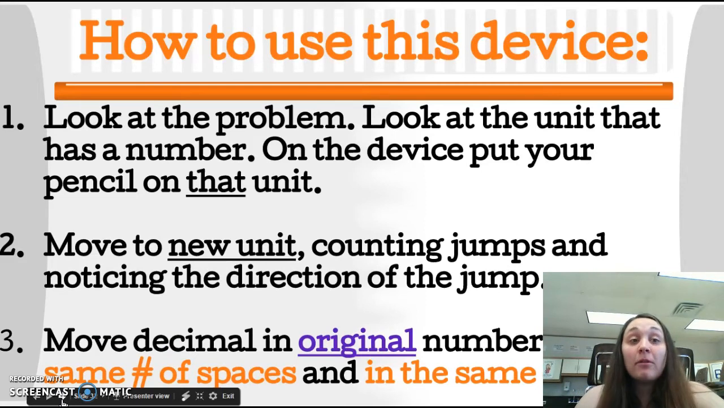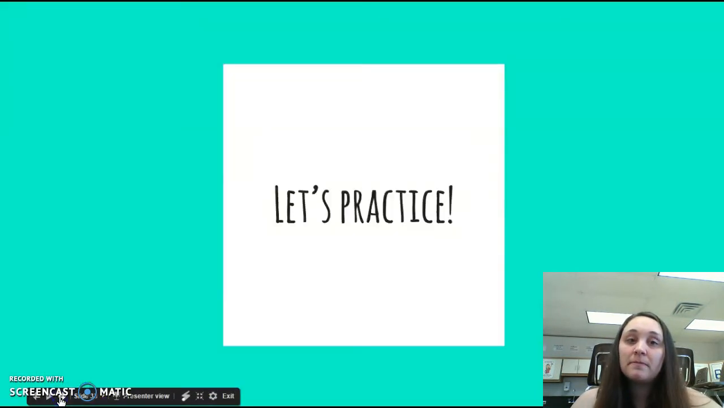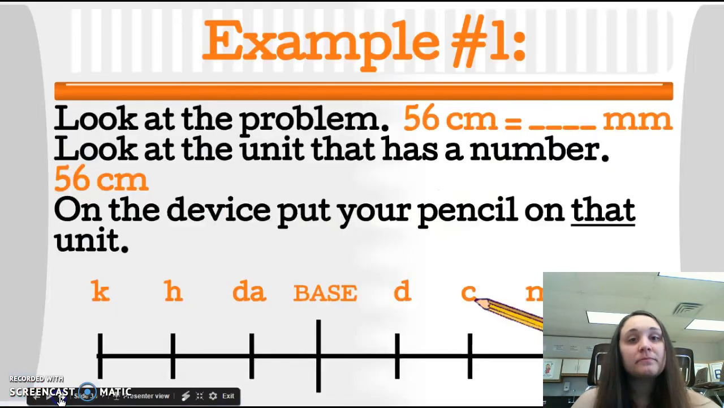So you're going to be given problems, and you want to look for the unit that has a number. And on your little device, which is the line with the tick marks, you're going to put your pencil on the starting units. Then you're going to move your pencil to the new unit, but count the amount of places that you jump and take note of the direction that you go, left or right. Then you're going to move the decimal in the original number, so the one that was in the problem, the same number of spaces and in the same direction. You may need to add some zeros for placeholders. So we're going to practice.